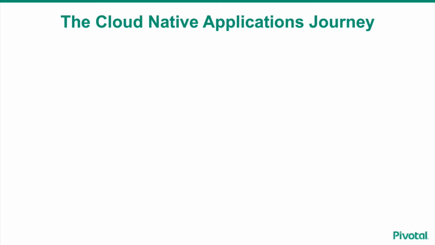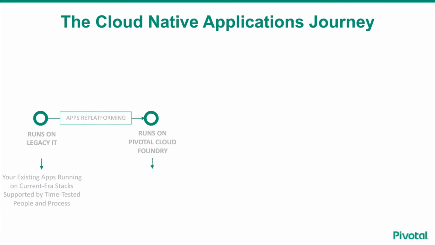So what does this look like? Let's talk about the journey at a very high level to start, and then we'll progressively dive into more and more layers of detail. We start with what you have today, right? Your existing apps running on current-era stacks, the 3-tier architecture. And the first step beyond that is what we often call replatforming, or just getting it to run on a cloud-native environment like PCF, Pivotal Cloud Foundry.